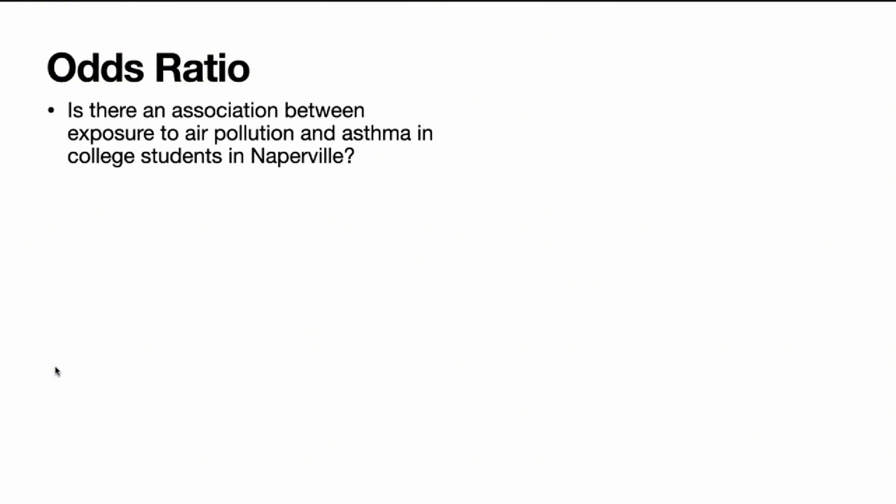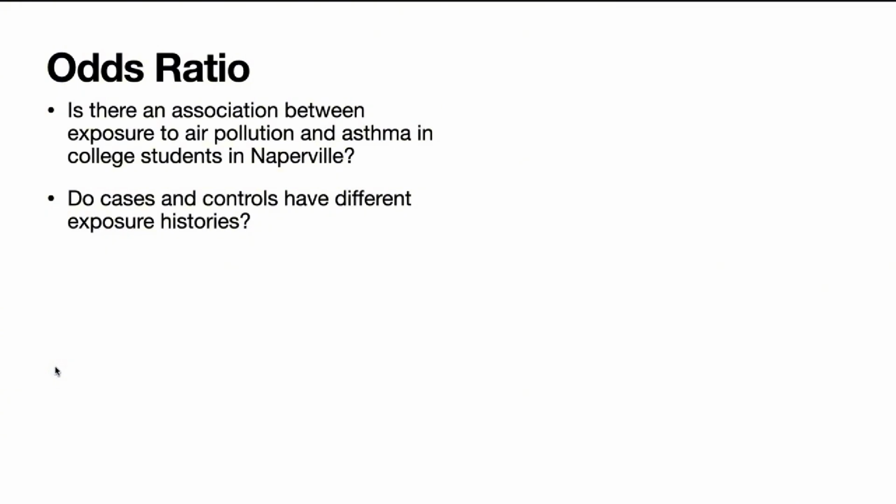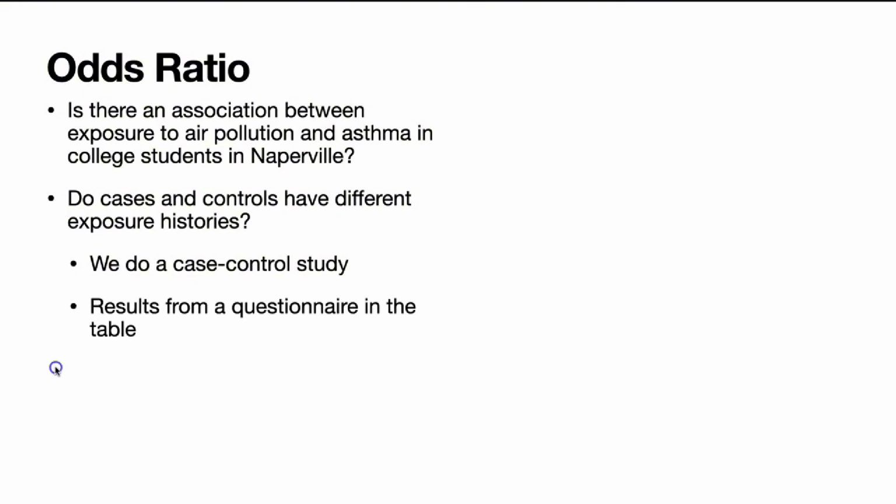So let's say we're going to do a study. Is there an association between exposure to air pollution and asthma in college students in Naperville? So what we're really looking for is, do cases and controls have different exposure histories? So cases are going to be college students in Naperville who have asthma, and controls are going to be college students in Naperville who do not have asthma. And we're going to look back in time to see if they have a different exposure history. So we'll do our case control study where we compare exposure histories between cases and controls.